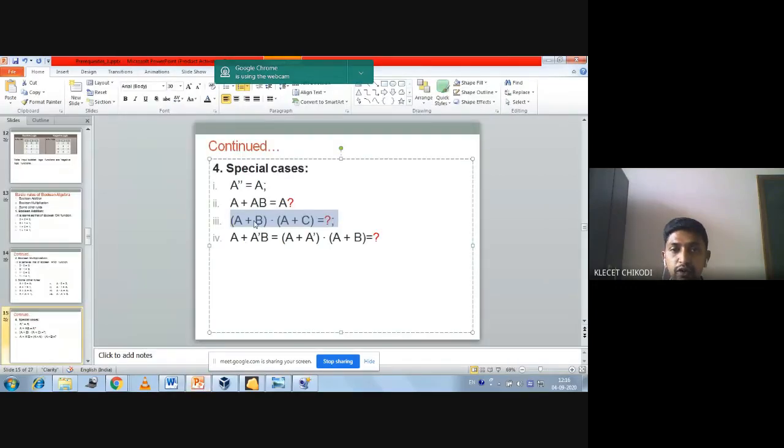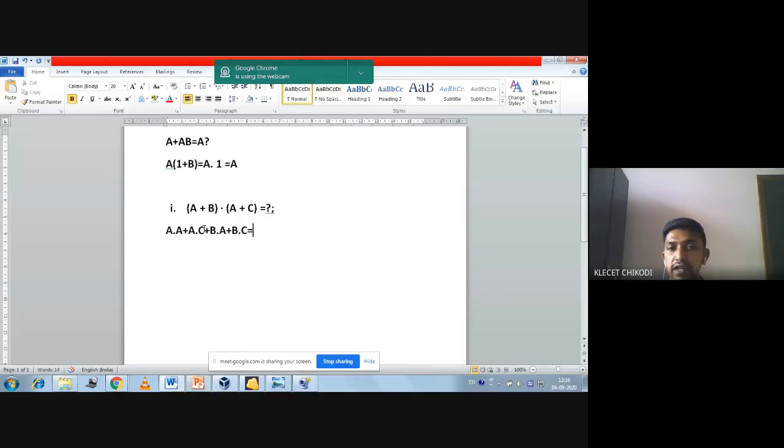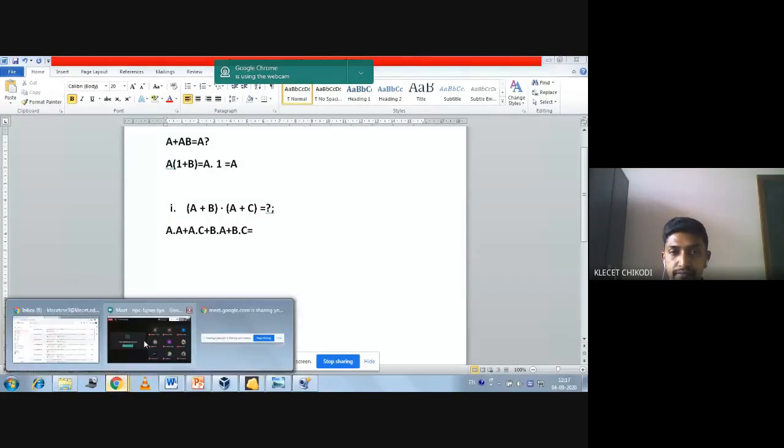So this one we are solving. This is the intermediate step, not the complete answer. Again, now you apply some of the basic rules. Here you can apply the Boolean multiplication rule, A into A. So what is that value? A. Yeah, it is A.